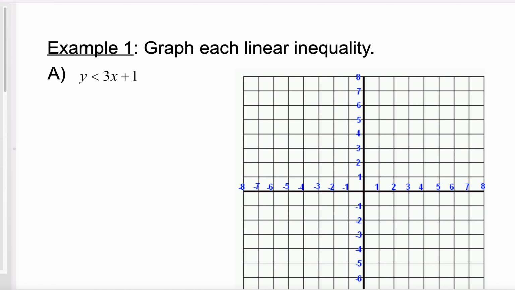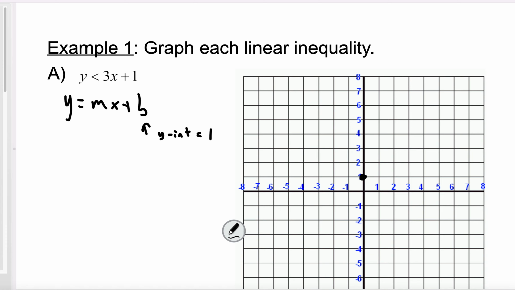So let's go ahead and graph out this nice linear inequality here. You want to graph out just the regular line first. It's in y equals mx plus b form, you can see that. So my y-intercept here is 1. So let's plot that out.